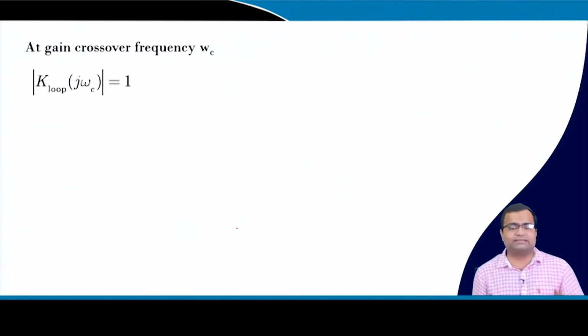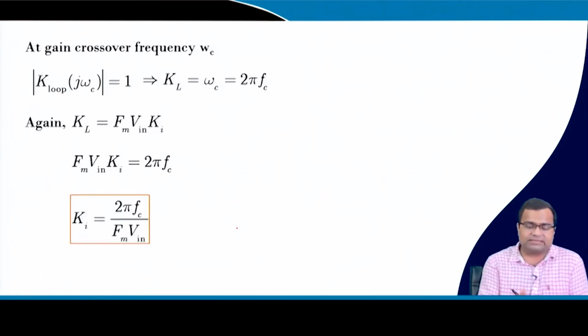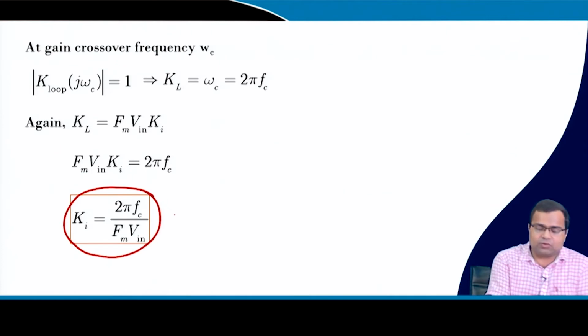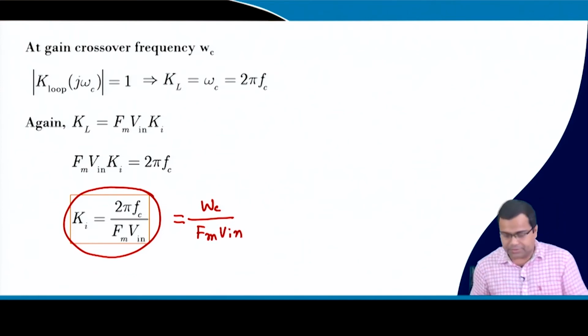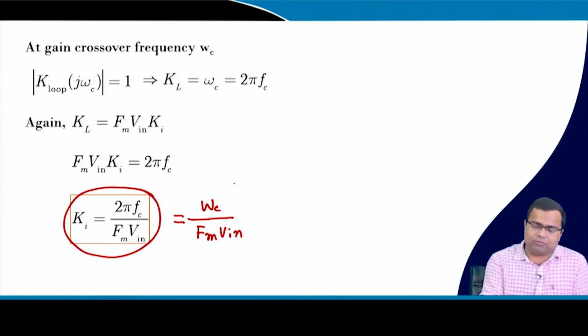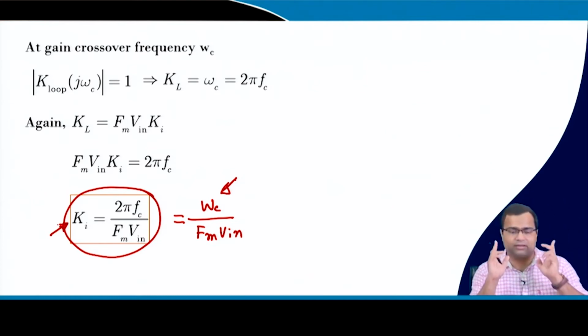So, at crossover frequency, our loop gain magnitude will be 1. From there we can find out that this Ki can be obtained by this, which is nothing but the crossover frequency in radian per second times Fm by Vin. Okay. So, now the question is, if you want to increase the crossover frequency, you have to simply increase the integral gain, and it is the only degree of freedom which can be used to change the cutoff frequency and which eventually decides the closed loop bandwidth.